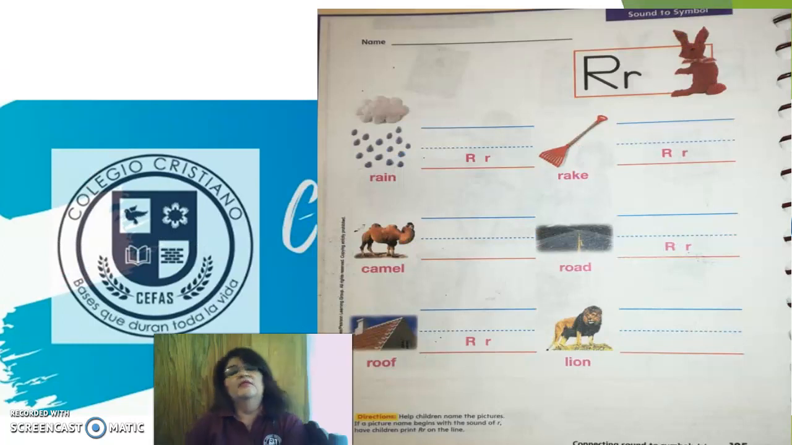Then, please write capital letter and small letter with the picture that beginning with letter R. We have rain, then we have rake, then road, roof. Four pictures that beginning with letter R. Rain, rake, road, roof.